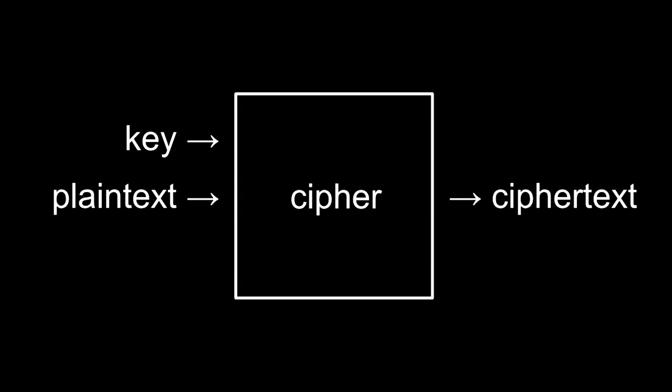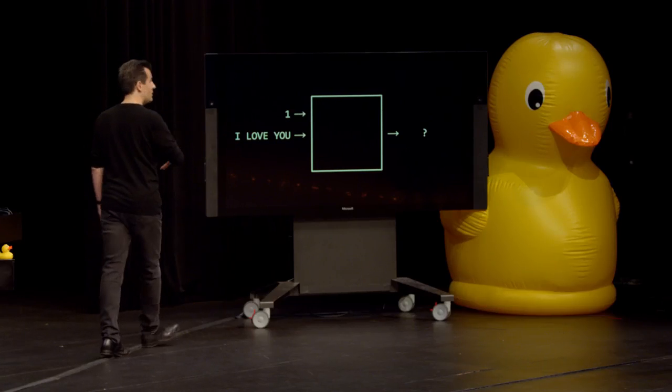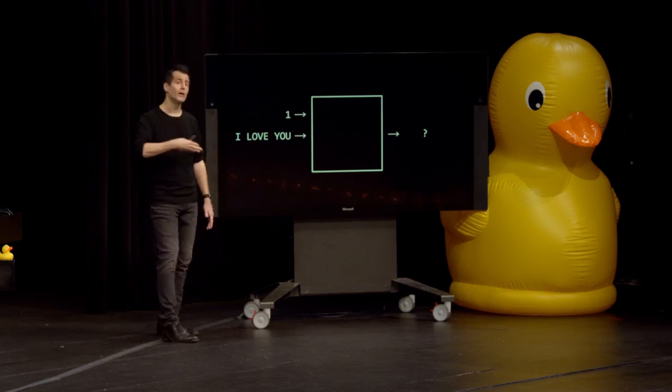So the key, for instance, might be literally the number 1. The message literally might be, "I love you." But what would the ciphertext be or the output? Well, let's consider. "I love you" is a string, which as of today is an array of characters.